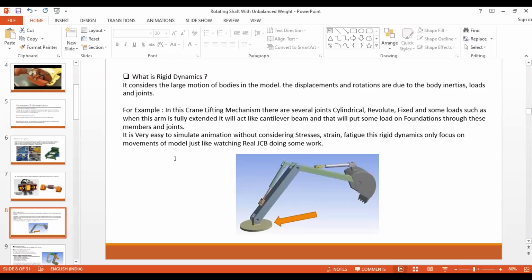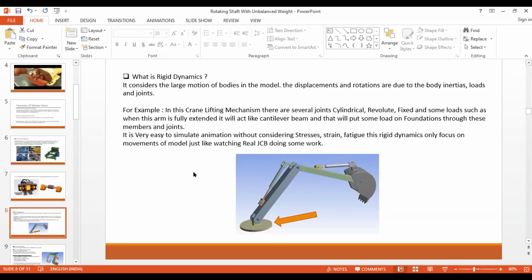First is rigid dynamics. It considers the large motion of bodies in the model. The displacements and the rotations are due to the body inertias, loads, and joints. In the image of the crane lifting mechanism, there are several joints. The piston you can consider as a cylindrical joint. The joints in the middle section we can consider as revolute joints. The fixed joint is at the foundation. Such loads can be seen in our rigid dynamics.